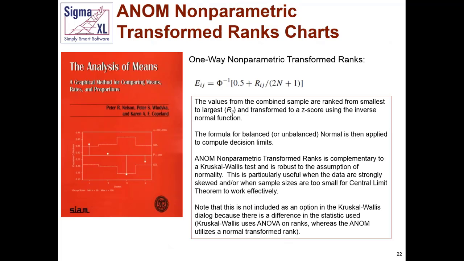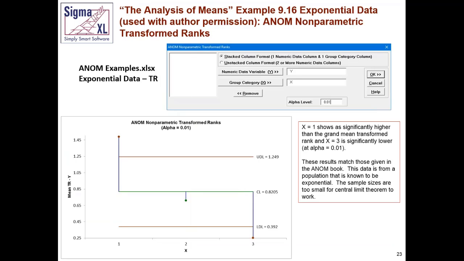Now, earlier somebody asked, what if your data are non-normal? And I mentioned the central limit theorem. Central limit theorem kicks in, but sometimes you have strong skewness and small sample sizes, and the central limit theorem is not going to be adequate for the task. Essentially, anytime that you're thinking Kruskal-Wallis, think non-parametric transform ranks. It's not exactly the same as a Kruskal-Wallis. Kruskal-Wallis is an Anova on ranks, and this is a transformed rank. So the statistics are a little bit different, but the application is the same.